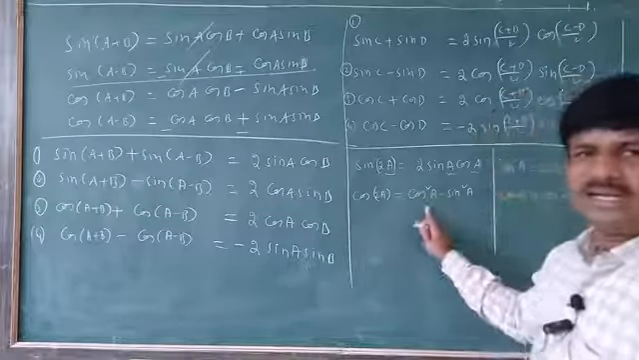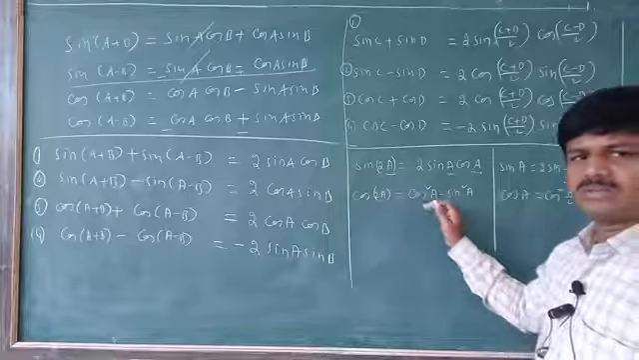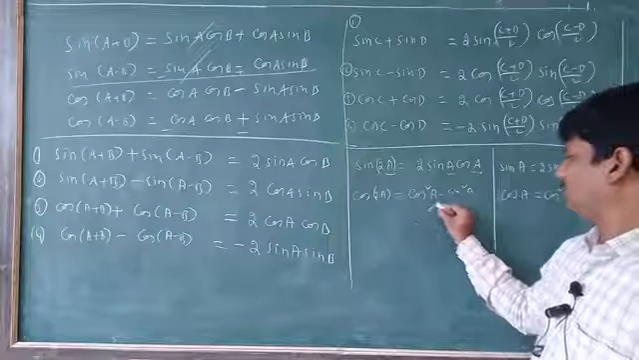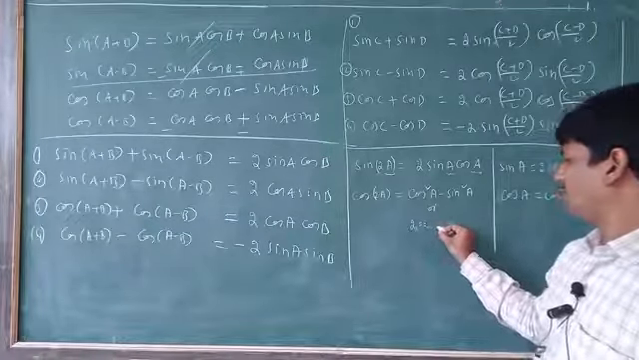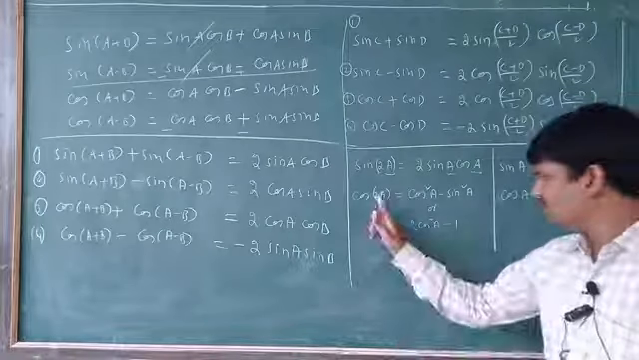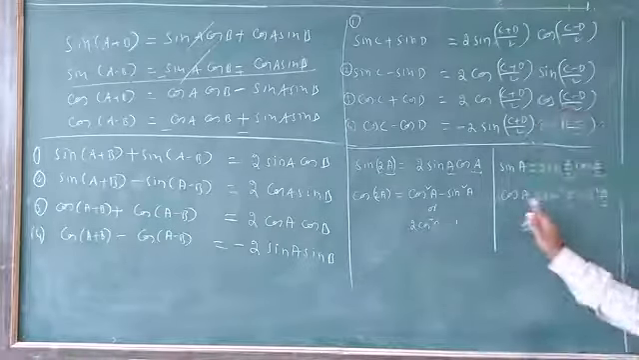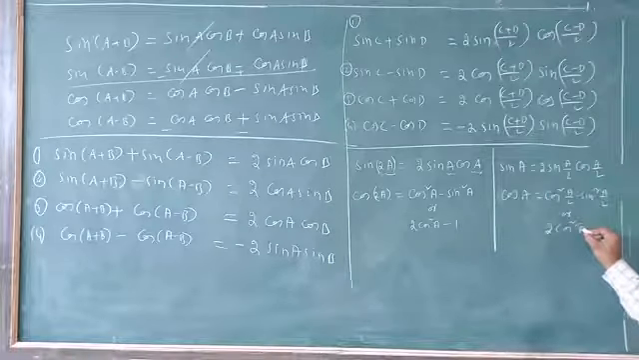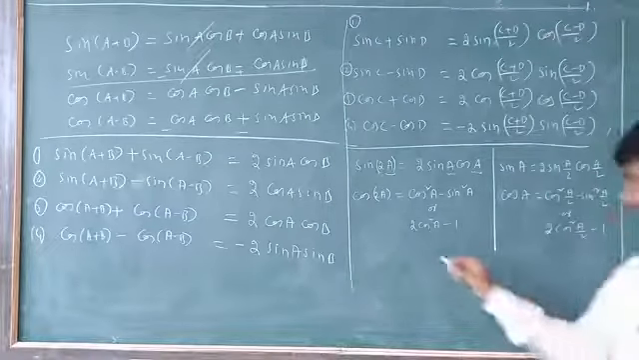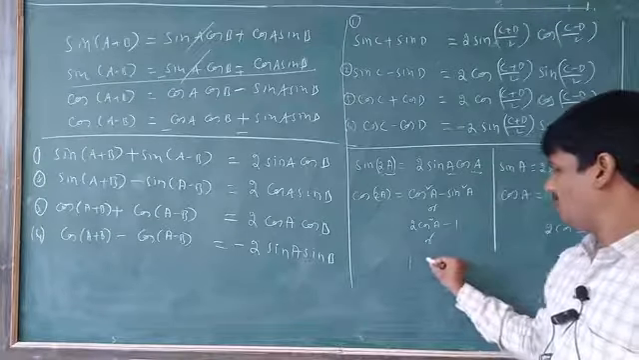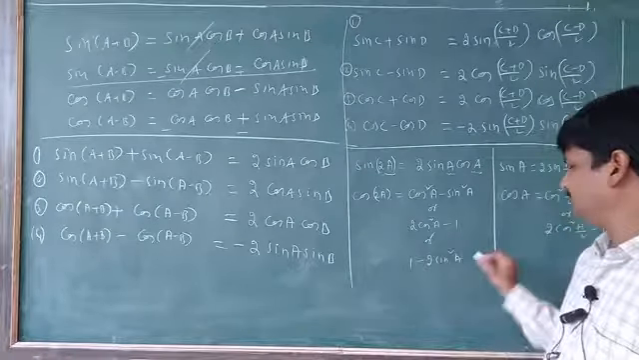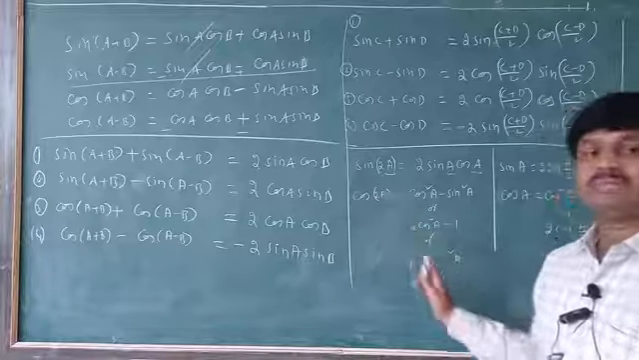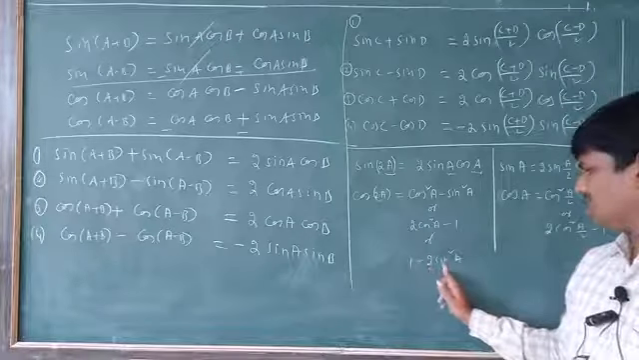Here one more formula is there, in terms of cos, and in terms of sin also. So what is it? 2 cos square a minus 1. Here 2a is there, here a you got. Here what do you get? 2 cos square a by 2 minus 1. Or here what is there? 1 minus 2 sin square a. That is the cos 2a formula in terms of sin.